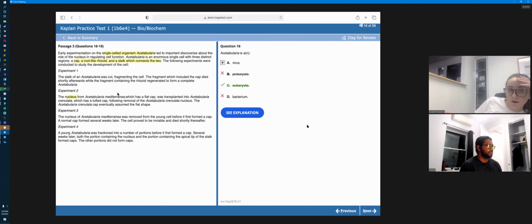The other portions did not form caps, but I thought we said the rhizoid was important because it regenerates in experiment 1. Yep. But it doesn't play a role in making a cap. So what does it play a role in? I guess regenerating. So what is experiment 4 telling us? It's just telling us that the rhizoid does not have a role in making the cap. Oh, that's all it's telling us? And does it tell us anything about this stalk?